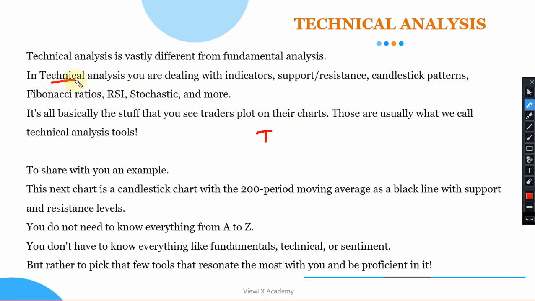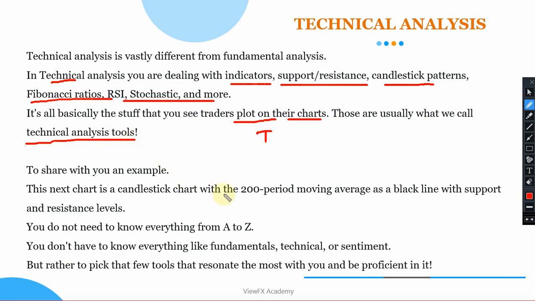So in technical analysis, you are dealing with indicators, support, resistance, candlestick pattern, Fibonacci ratios, RSI, stochastic, and more. These are all indicators. So this is basically when you see traders plot on their chart. They are usually what we call technical analysts. So, to share with you an example, there's a chart in the next slide which has a 200 period moving average and a black line with support and resistance.